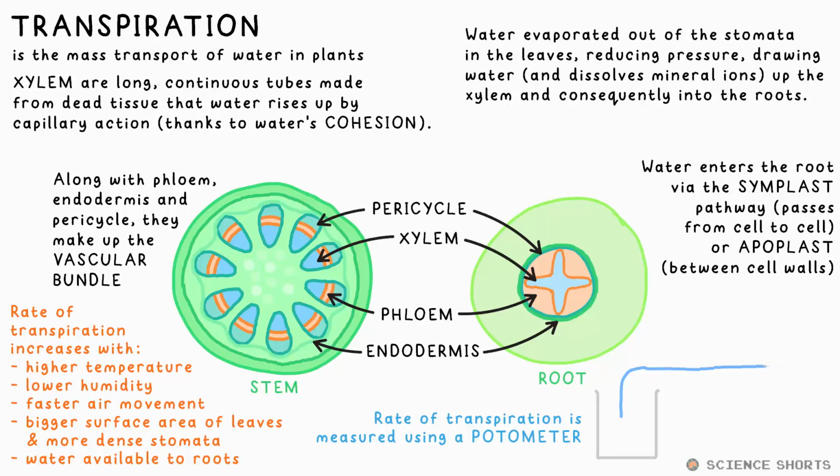The rate of transpiration can be measured using a potometer, where we measure how far a bubble in water has moved through a tube. The rate of transpiration increases with increased temperature, lower humidity, faster air movement, increased total surface area of leaves and density of stomata, and increased water available to the roots.